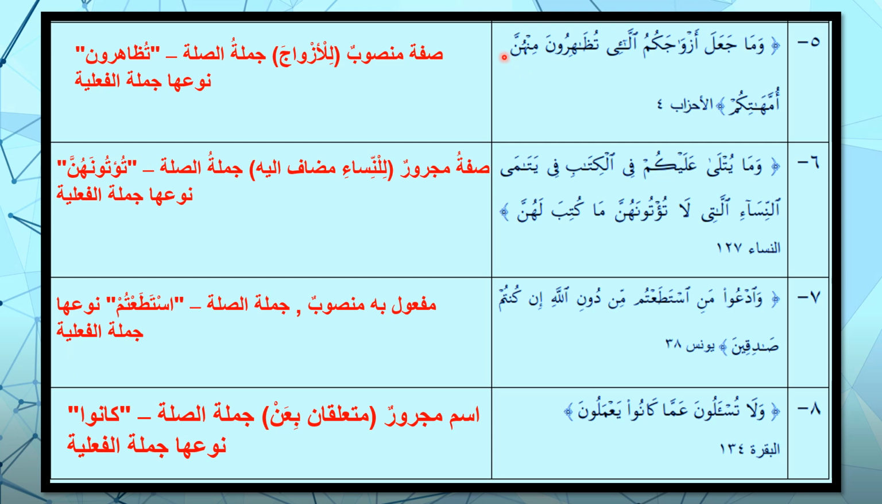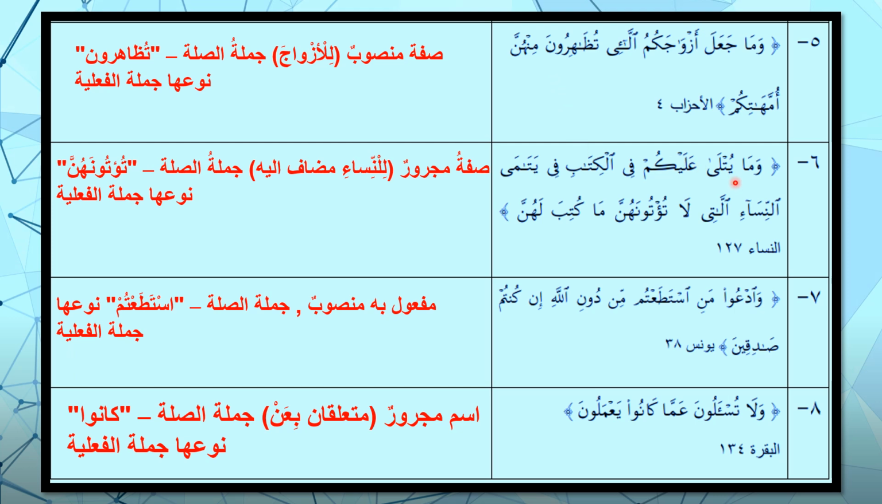تظاهرون منهن. So allai is in the position of sifa mansub. Why sifa? Because it is coming after the noun lil azwaj, the noun azwaj. Sifa for azwaj. Since it's in mansub position, the sifa allai will also be in mansub position. Where is the jumlatul sila? Tuzahiruna. What is the type? Jumlatul fa'iliyah. Tuzahirun is the fail, and where is the file? The wow al jama for male mudhakkar.